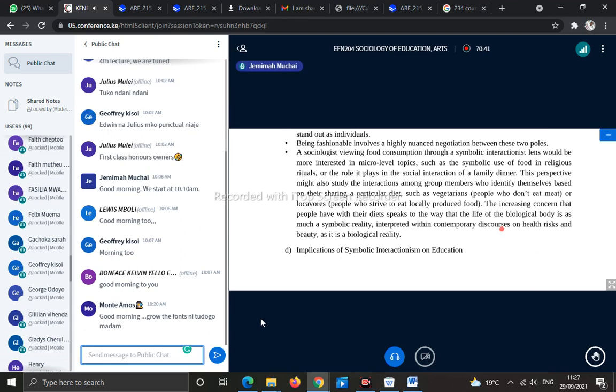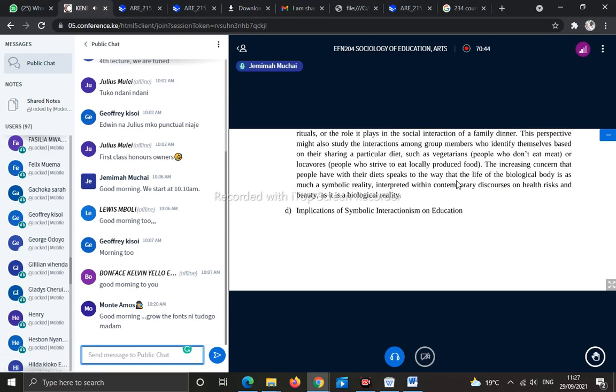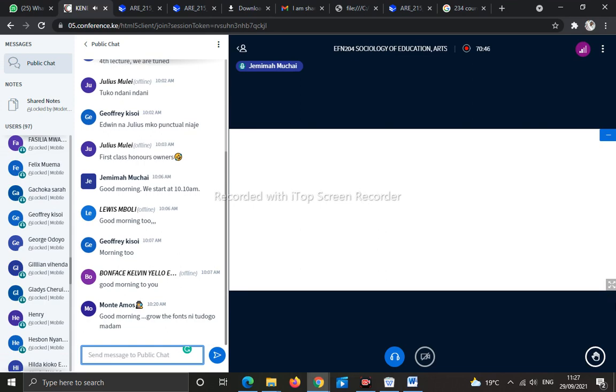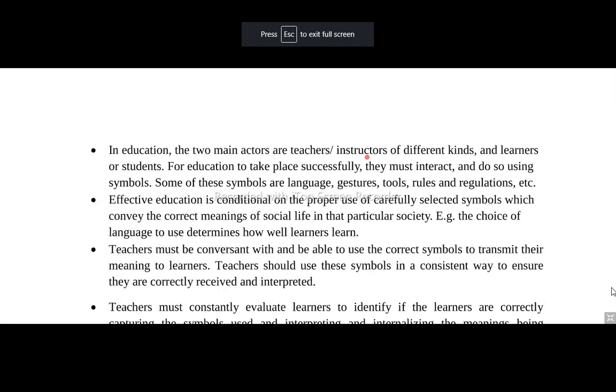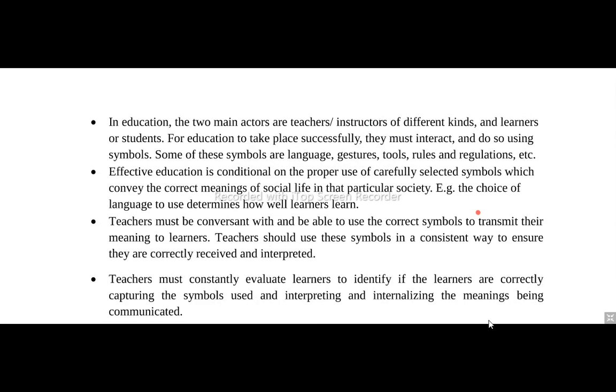Then we go to the implication of symbolic interactionism in education. In education, the two main actors are teachers, instructors of different kinds, and learners or students. For education to take place successfully, they must interact and do so using symbols. Some of these symbols are language, gestures, tools, rules, and regulations. So in education, we use symbols.